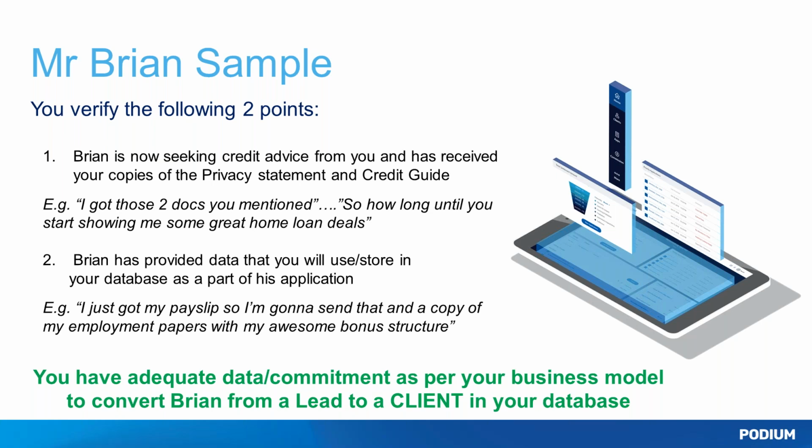Second point, another point of verification. Brian is going to provide you with personal data of his own, which you are going to use and store in your own database as a part of his application for credit. So he's going to send you that payslip and a copy of his bonus structure, his employment papers. These 2 points are very clear indicators that you have enough data and commitment as per your business model to convert Brian from a lead to a client in your database. Okay, so let's check to see how we do that.